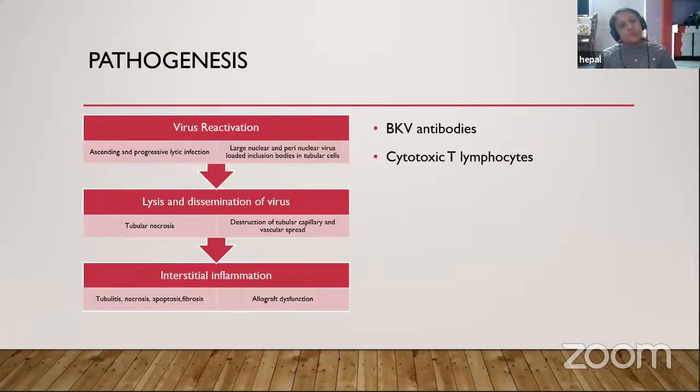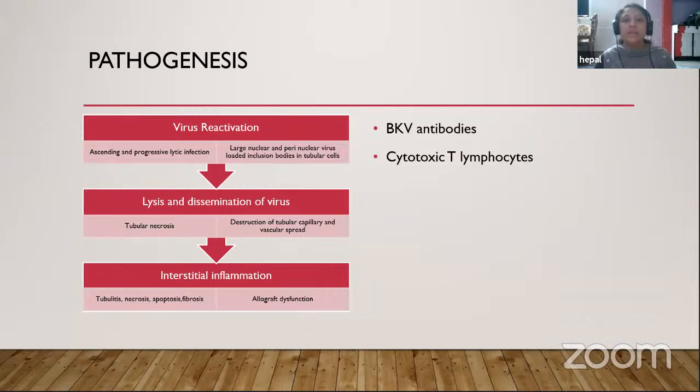Now, what is the pathogenesis? How does this BKV affect? So there is a virus reactivation. Our strong immune system suppresses this virus in the body. Once we are on immunosuppressants, virus reactivation happens. It increases by a lytic process. The number of viruses increases.